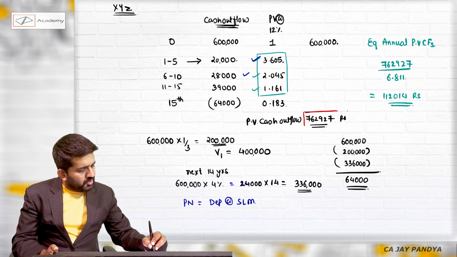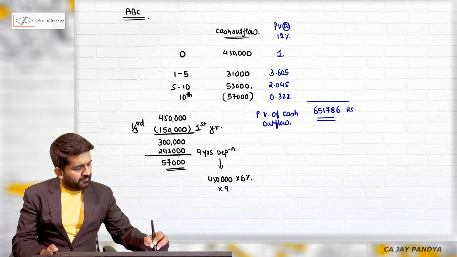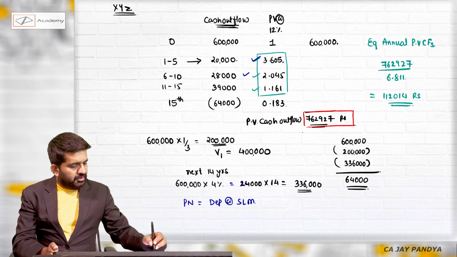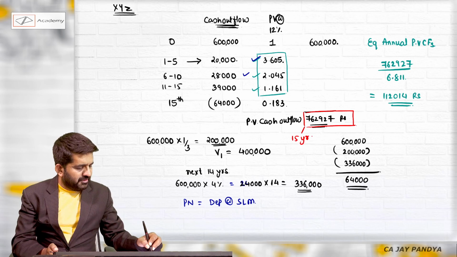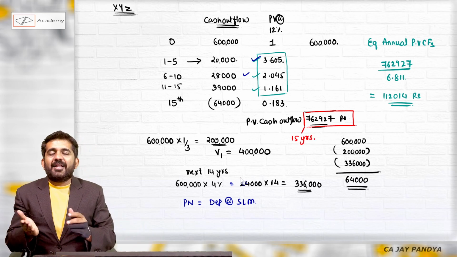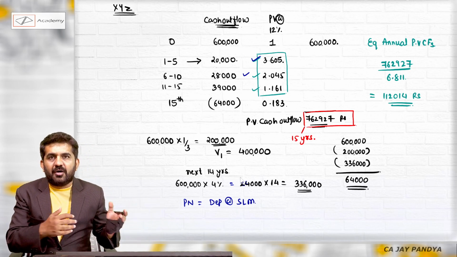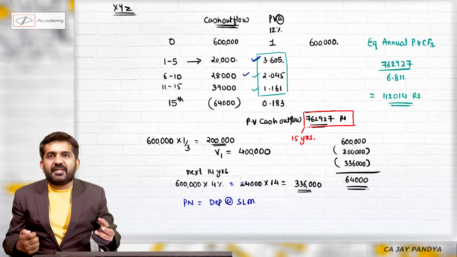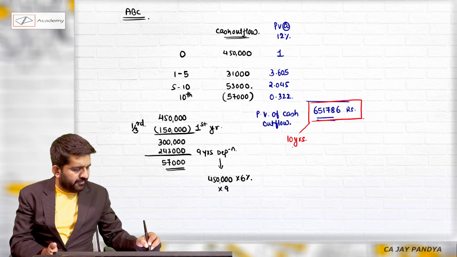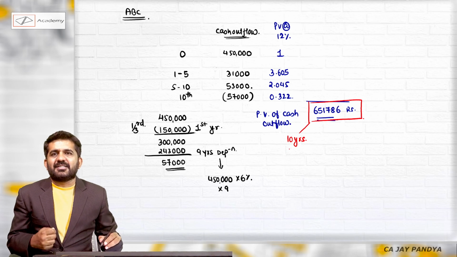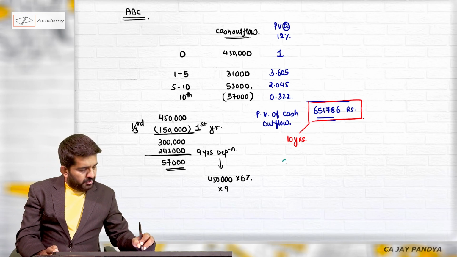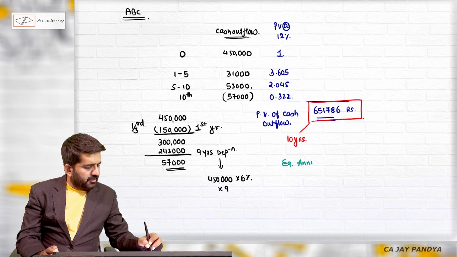Sir, why can't we compare this and this? Because this is for 15 years. The present value of cash flow here is for 15 years. You have found out the cash flow of 15 years and then found out the present value, and this cash flow is of only 10 years. So here comes the concept of equalized annual value.